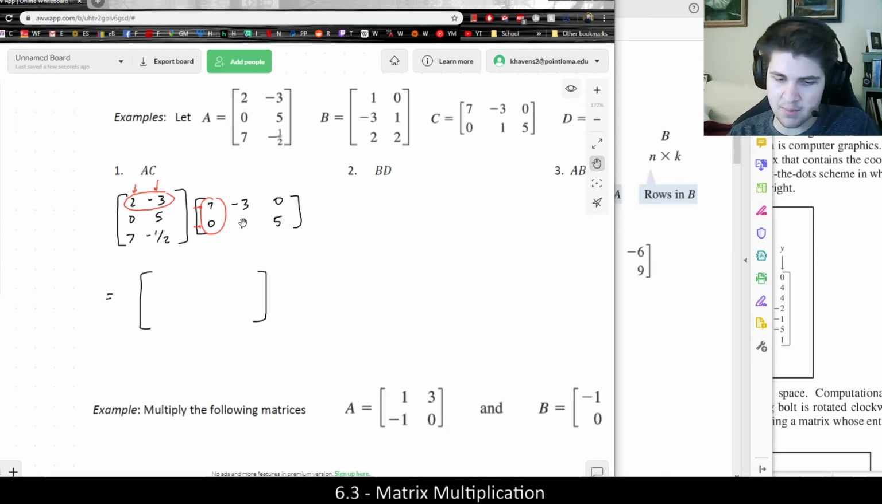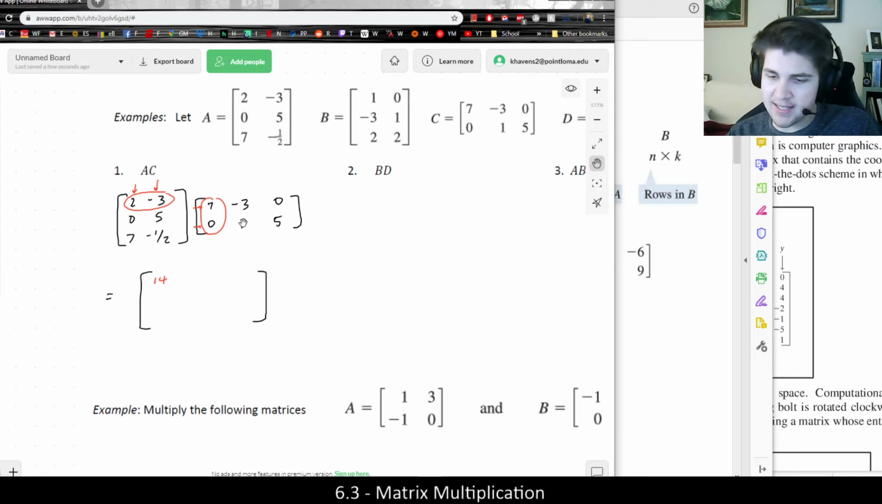I would take 2 times 7 plus negative 3 times 0. That's what I'm going to call the inner product, or dot product. I typically refer to it as inner product. That leaves us with 14 plus 0, or 14, and that gives us the first element in our new matrix. Note that the first row going into the first column makes the element in row 1, column 1 of the answer matrix.